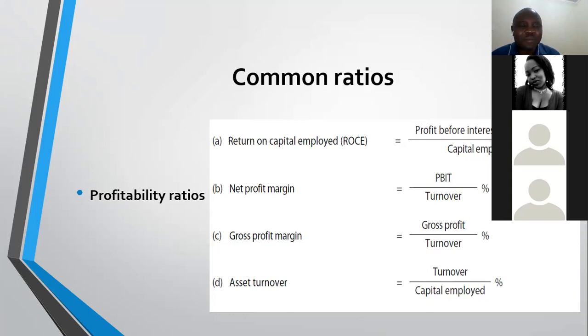This ratio is so important to show the value that the capital is creating. This ROCE is basically your return. But this one ratio can be manipulated. You know what they do when they want to manipulate this ratio, Myra?